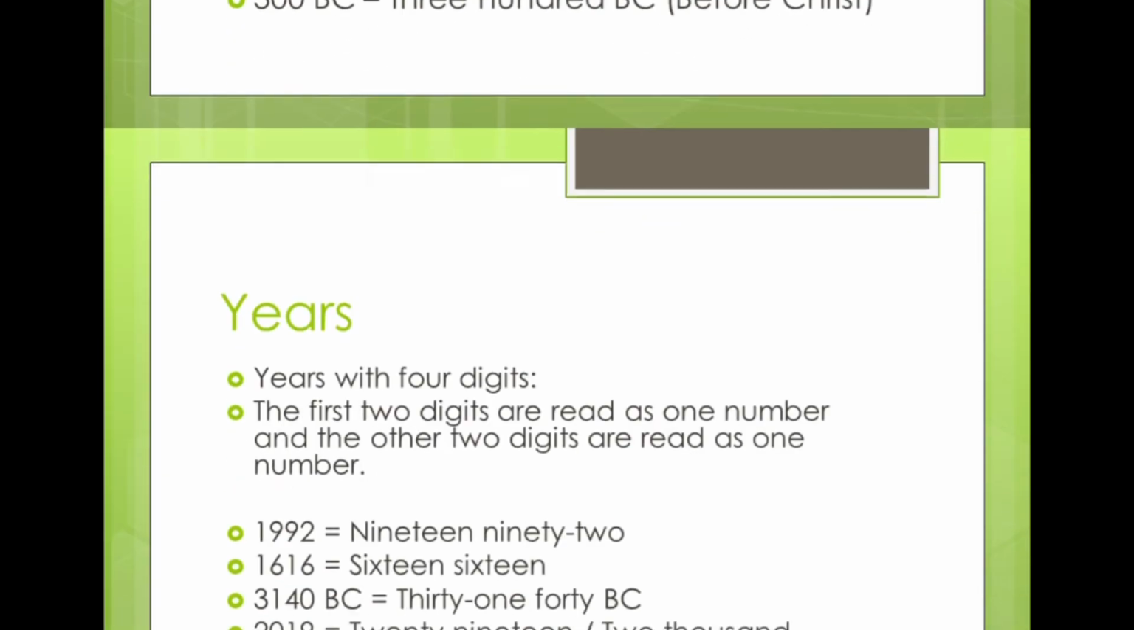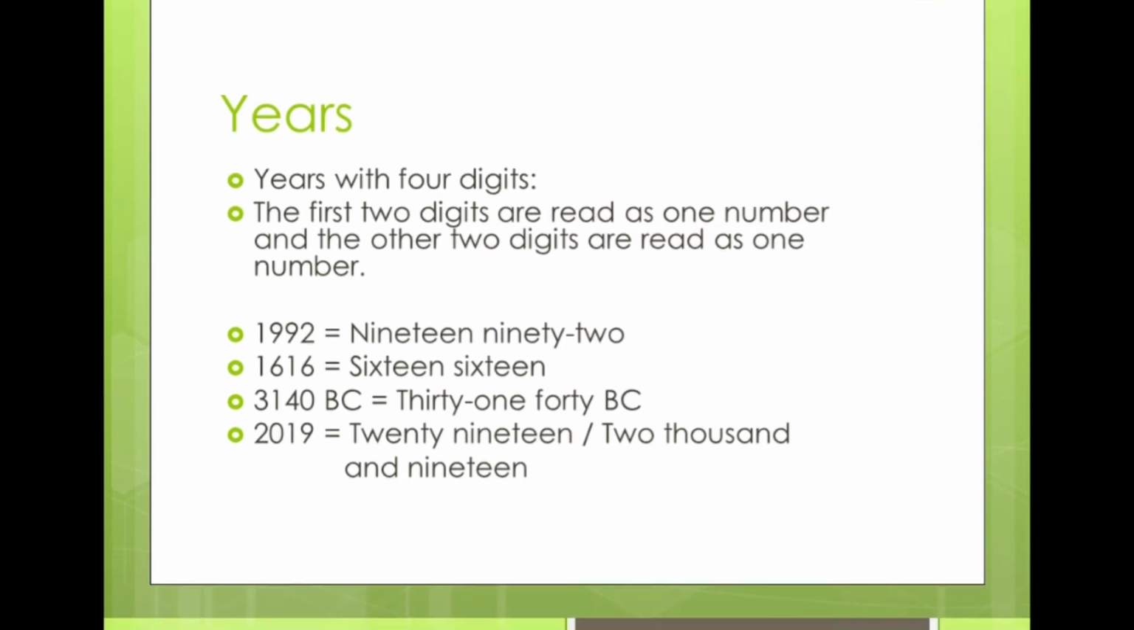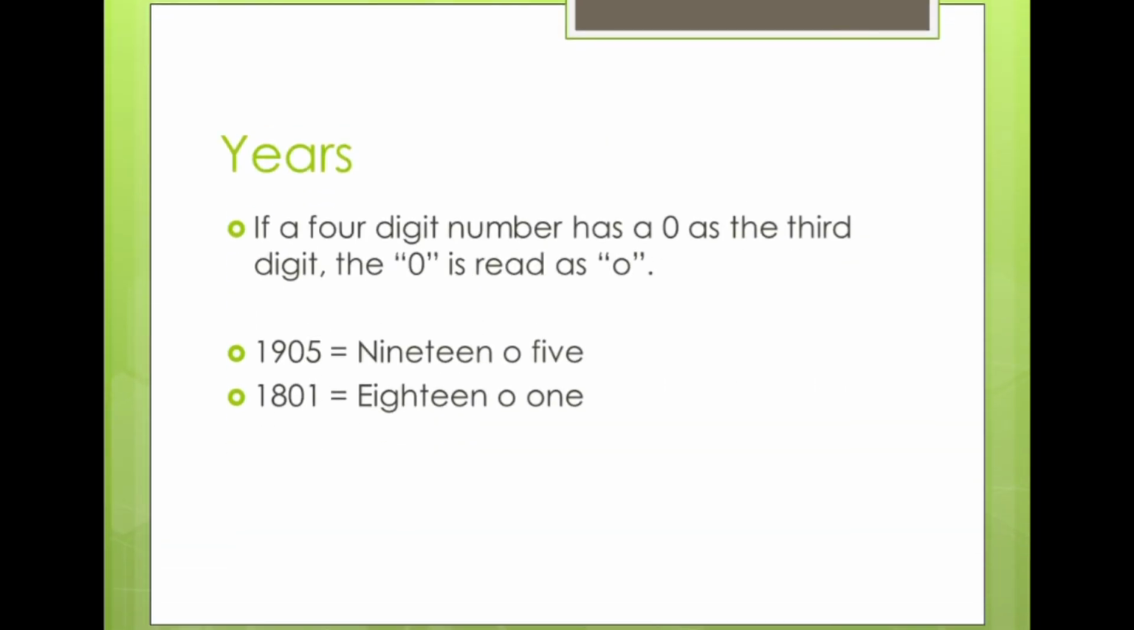For years with 4 digits, the first 2 digits are read as one number and the other 2 digits are read as one number. For example, 1992, 1616, 3140 BC, 2019, or 2019. If a 4-digit number has a 0 as the 3rd digit, the 0 is read as O. For example, 1905 and 1801.